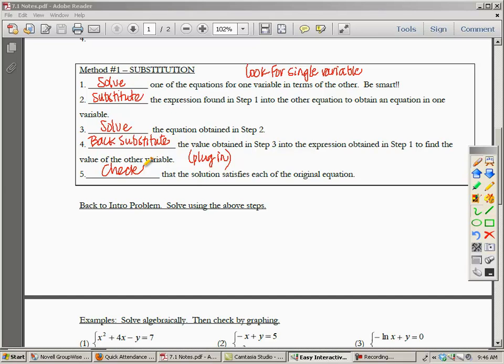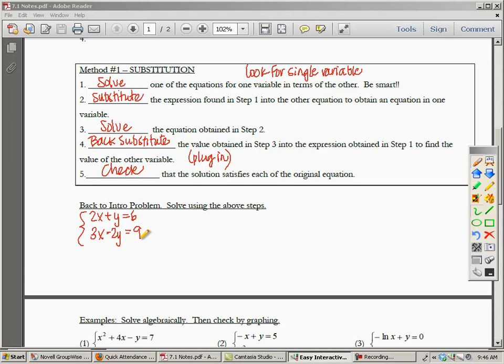Okay, we want to make sure that the answer works in both and that we didn't make some sort of mathematical error. So what we're going to do is go back up to the intro. They gave you these two equations, 2x plus y equals 6 and 3x minus 2y equals 9. And we're going to start looking at this and we're going to use substitution.